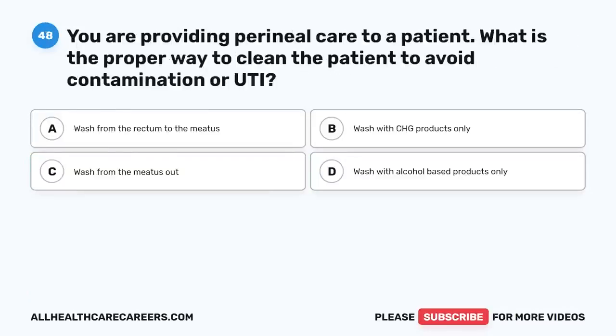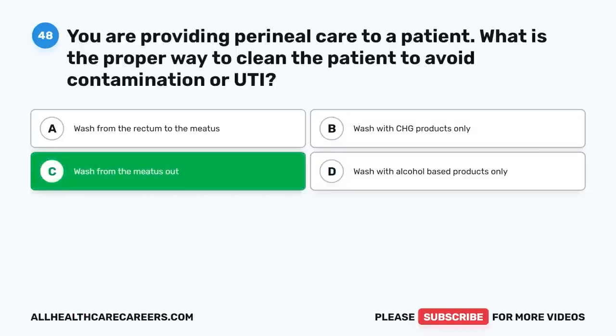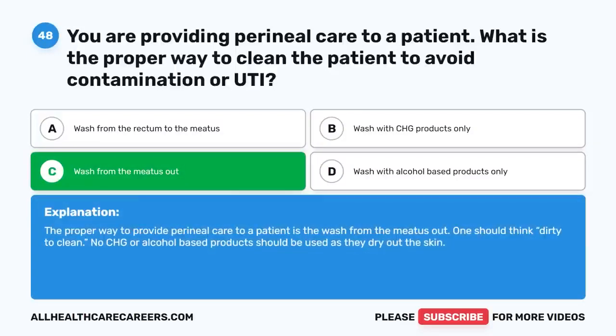Question 48. You are providing perineal care to a patient. What is the proper way to clean the patient to avoid contamination or UTI? A. Wash from the rectum to the meatus. B. Wash with CHG products only. C. Wash from the meatus out. D. Wash with alcohol-based products only. The correct answer is C. Wash from the meatus out. The proper way to provide perineal care to a patient is to wash from the meatus out. One should think dirty to clean. No CHG or alcohol-based products should be used as they dry out the skin.